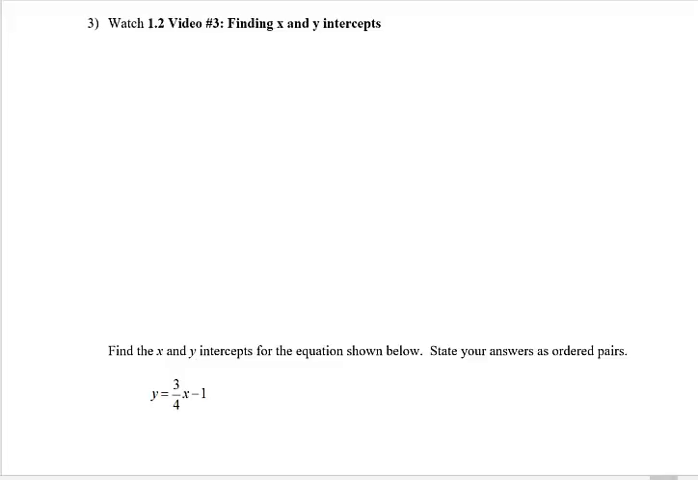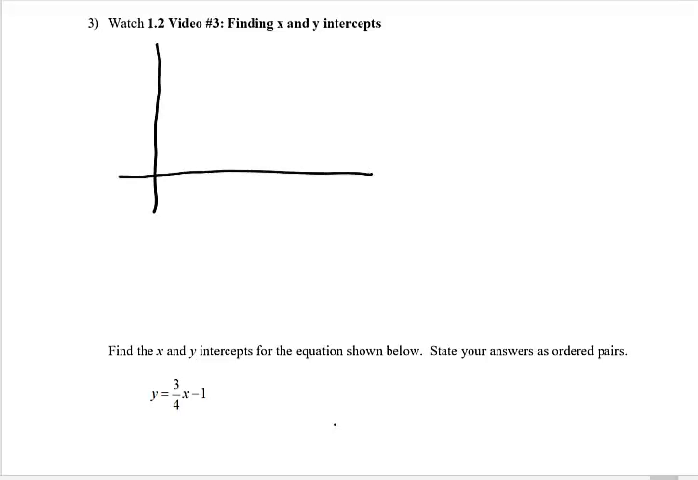This is video number 3 from section 1.2. The topic is finding x and y intercepts of a linear equation. Let's start with a couple of definitions. What do we mean by an intercept?